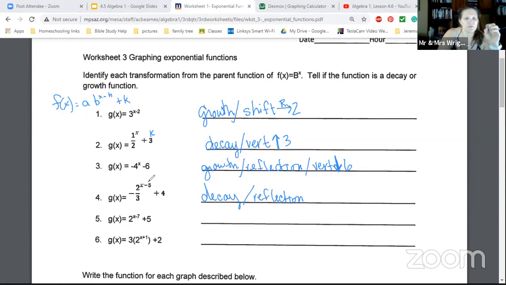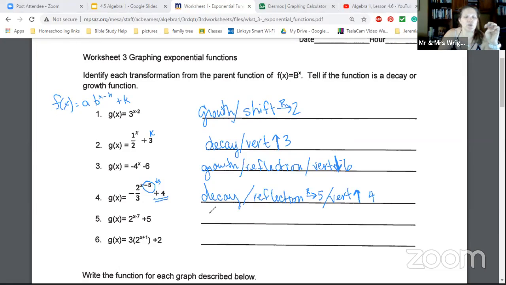Then I have right here a horizontal shift. Now the horizontal shift is going to be the opposite sign. This is a negative sign, so I'm going to have a positive 5 shift. A positive horizontal shift means a shift to the right, and it's going to be the value of 5. Okay. Now I also have a vertical shift here with plus 4. So I'm going to have a vertical shift in the upward direction because it's a positive 4. That was a negative 6.